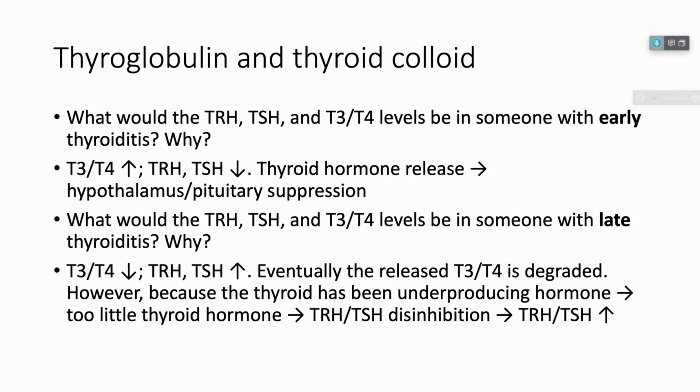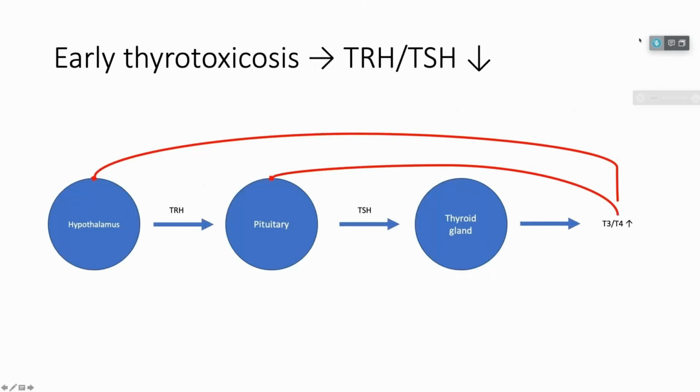So yes, the problem is that you've released all of the T3 and the T4, and it's been degraded in your body like all hormones eventually are. But because the thyroid has had too low of TRH and TSH for too long, you haven't replaced it. You don't have it. And so now you have too little thyroid hormone, which causes disinhibition of TRH and TSH, which causes an increase in TRH and TSH. So in early thyrotoxicosis, the problem is that we have an increase, right?